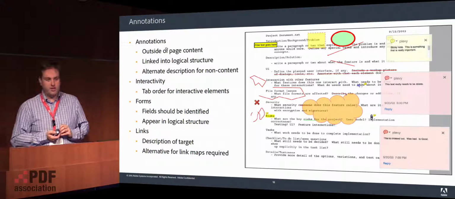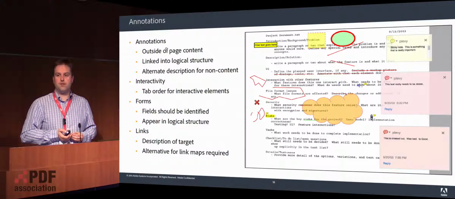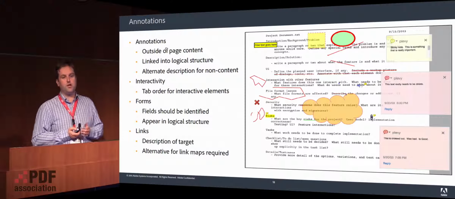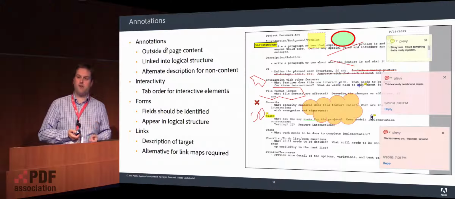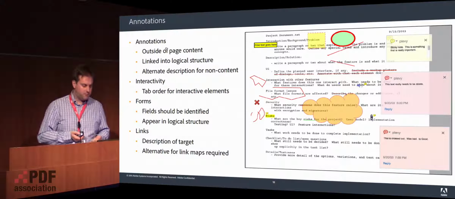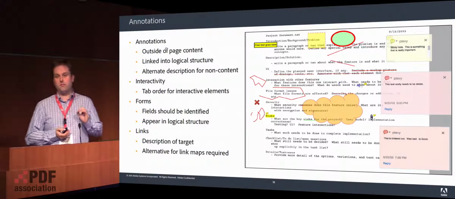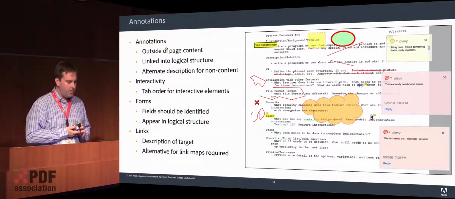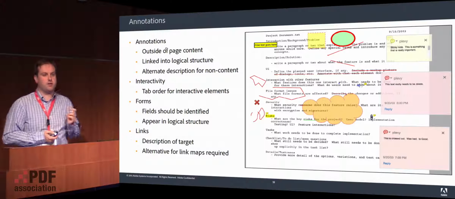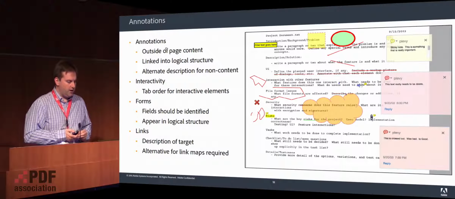Interactivity is important with annotations. Annotations are one of those things that you commonly tab through on the page. And it's really important that tab orders be defined to make sure that as you interact with those, you interact logically with them in order. So tab order has to be specified in PDF/UA for interactive elements. If it's a form, you should identify those fields that make up a form so that they can be described as such. Form fields must appear in the logical structure. They can never be artifacts because they're intended to be consumed.